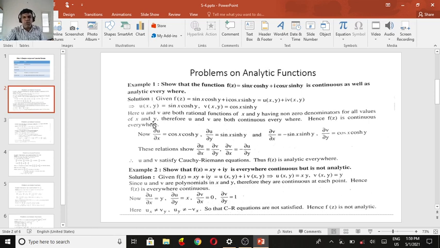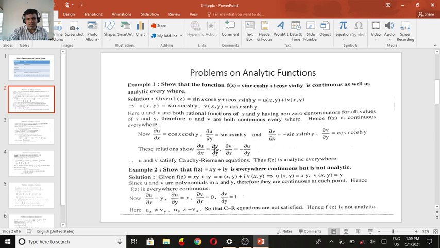Now, differentiating partially with respect to x, we get del u by del x equal to cos x cosh y, since the derivative of sin x is cos x. Again, differentiating with respect to y, sin x as it is, and the derivative of hyperbolic cosine is hyperbolic sine, so del u by del y equal to sin x sinh y. Again, del v by del x is minus sin x sinh y, and del v by del y equal to cos x cosh y. We differentiate v partially with respect to x and with respect to y.